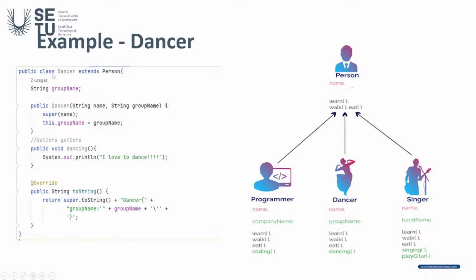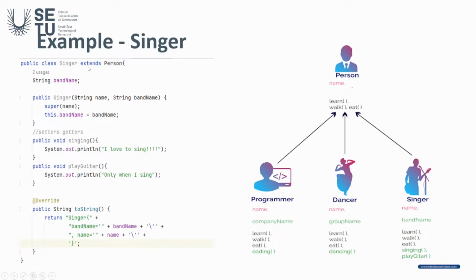Our dancer is the same. It's called dancer. It extends person. So any of the fields or methods that are in here that are public or protected are going to be visible here as well. Okay, so we'll be able to access them. So again, dancing, I love to dance. Singer, we have our singer here who has a band name. They have the same fields and the same methods as here, but they also have singing and play guitar.